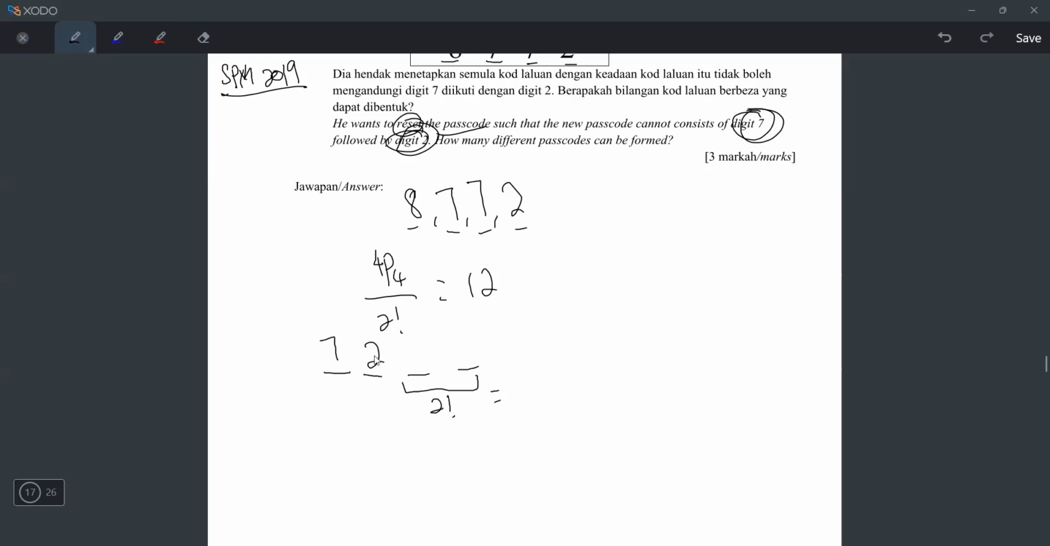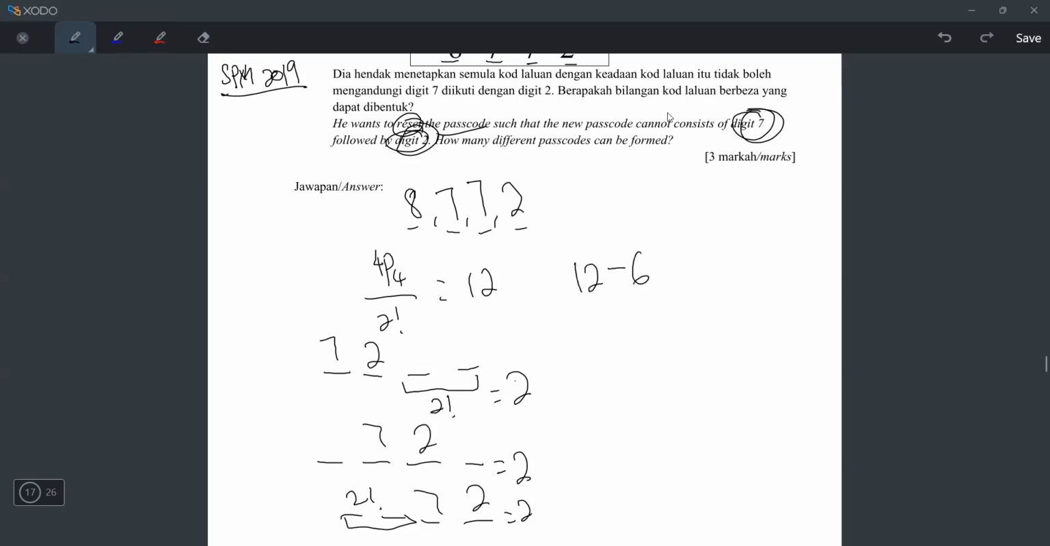Because 7 is in already and 2 is in already, only the 2 digits are left. So the 2 digits arranged inside these 2 slots is 2 factorial, which is 2. But the 7 followed by 2 can also be here, so it will also be 2 factorial, which is 2. And it can also be here, again 2 factorial, which is 2. Then 2 plus 2 plus 2 is 6, right? So the number of ways is 12. But I have to minus 6.